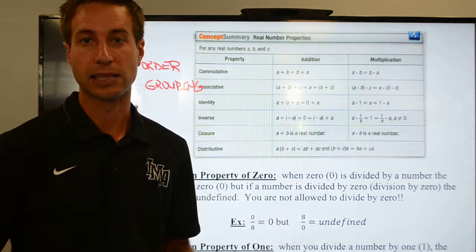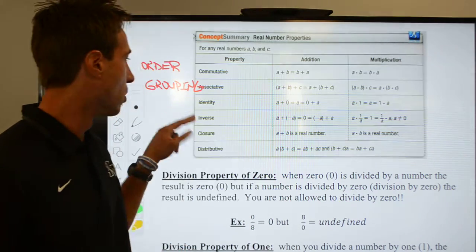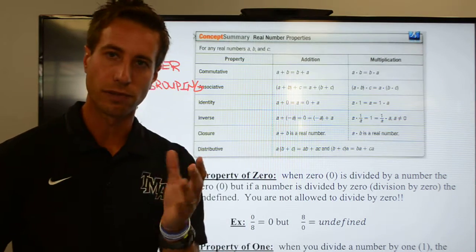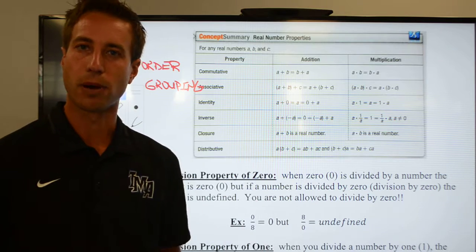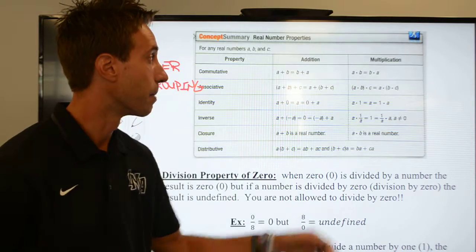Negative 3 is your additive inverse. That's all we're going to be doing with this property. And again, if that seems a little confusing, just hold on. There's a couple of example problems on the next page. We'll work through them there.